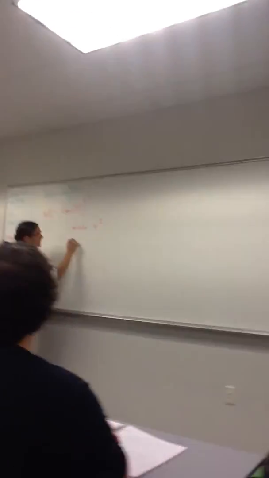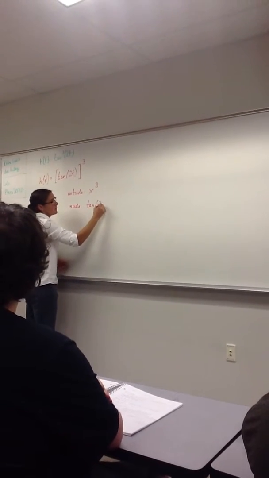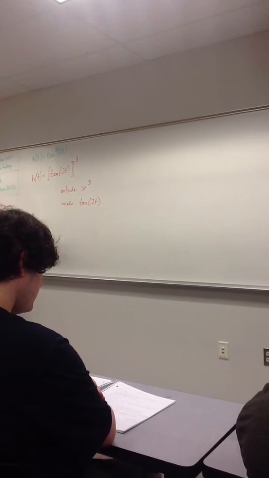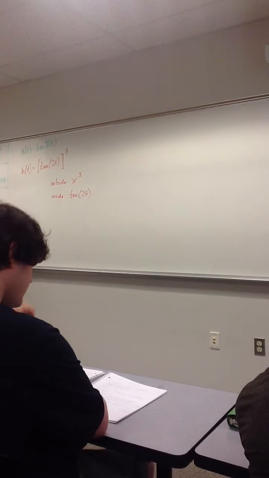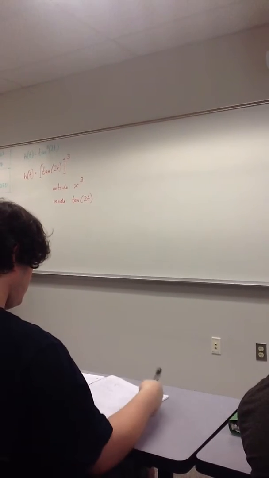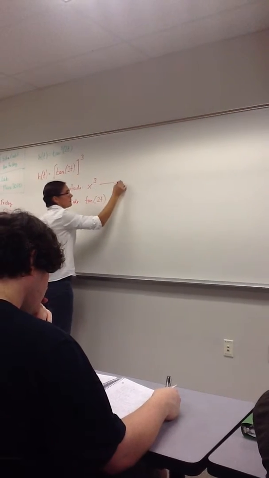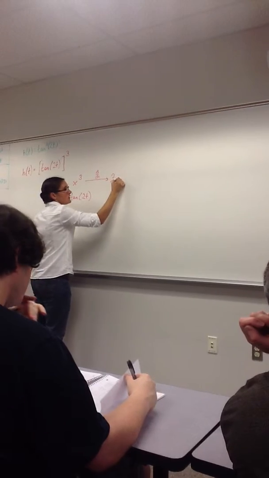And my inside function is tangent of 2t. So notice that what I'm doing here is I'm peeling off the outside layer. Alright, so my outside function is x cubed, my inside function is tangent of 2t. So when I take my derivatives, I'm going to need both of these derivatives. My derivative of x cubed is 3x squared.